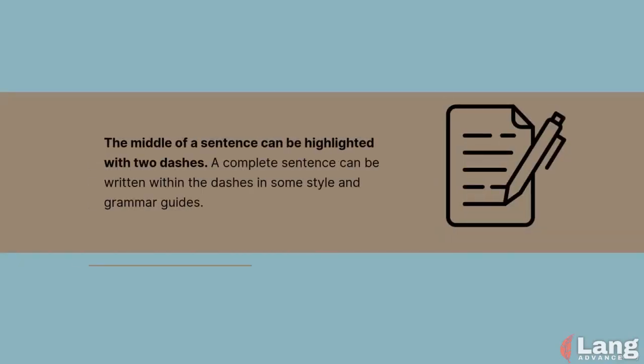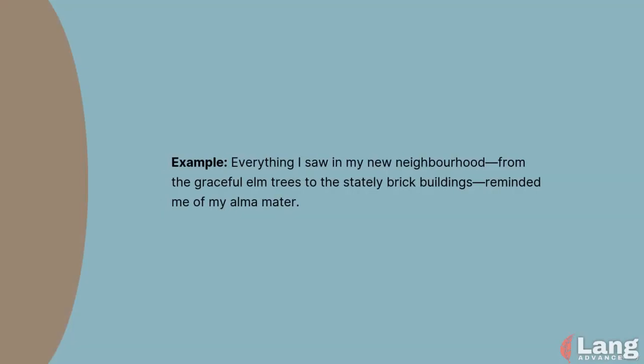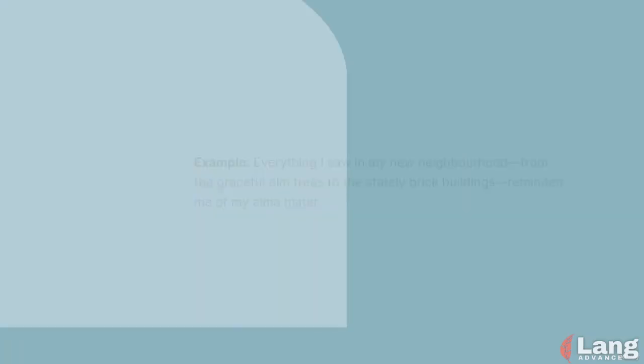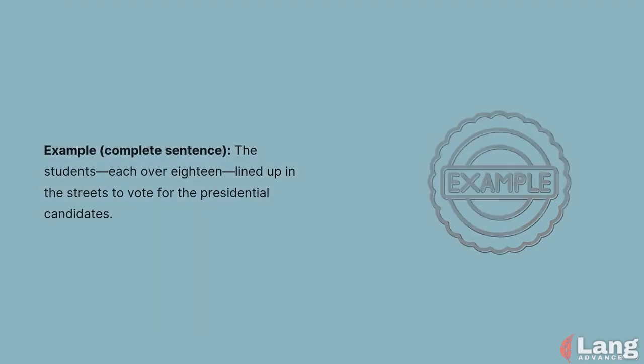The middle of a sentence can be highlighted with two dashes. A complete sentence can be written within the dashes in some style and grammar guides. Example: Everything I saw in my new neighborhood, from the graceful elm trees to the stately brick buildings, reminded me of my alma mater. Example, complete sentence: The students, each of them over 18, lined up in the streets to vote for the presidential candidates.